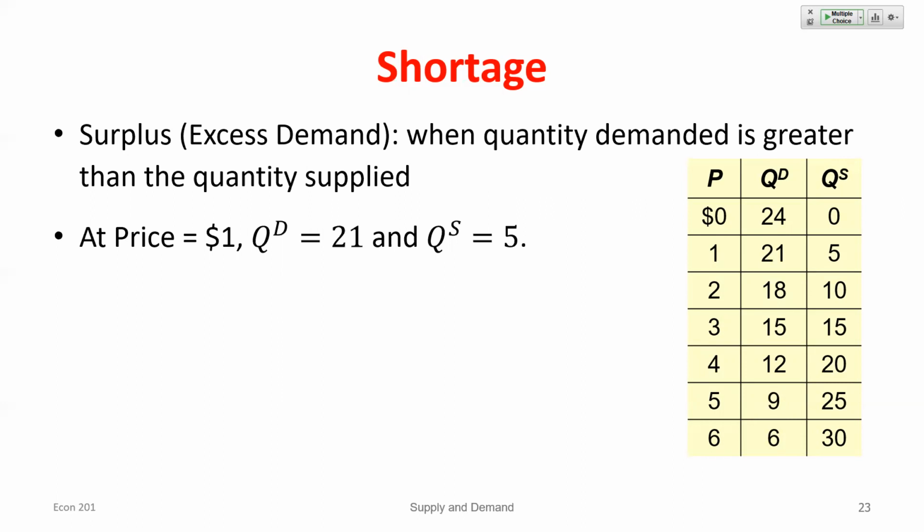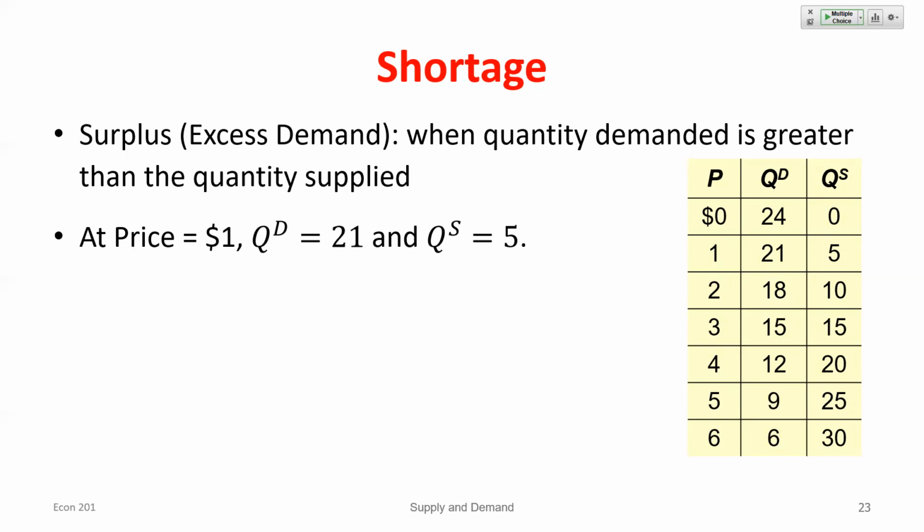There was always a shortage of Elmo dolls at Christmas. It was this huge thing. We're making enough, but people were damn near killing each other to get these things at stores. So anytime we have demand, right? People want more than what exists. We say there's a shortage.